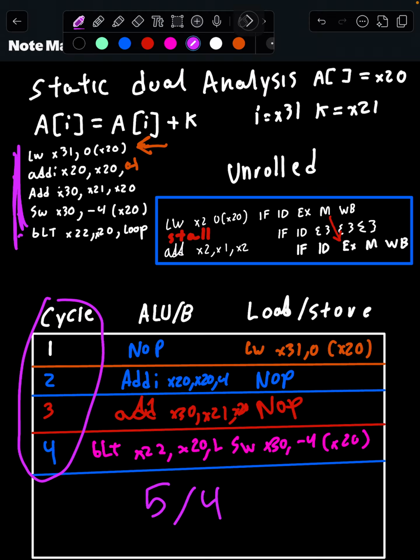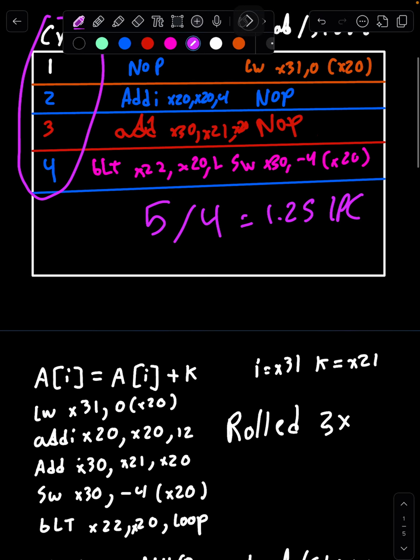And I may have done that backwards. So let me just put that in a calculator real quick because pretty sure I did that backwards. No, I didn't do it backwards. I don't know, I was overthinking it. It's been a long day. Anyway, 1.25. And that's our IPC number. And that's how we do the unrolled version of that.